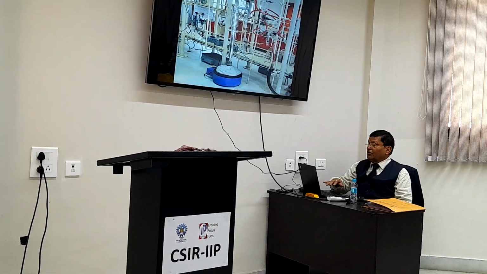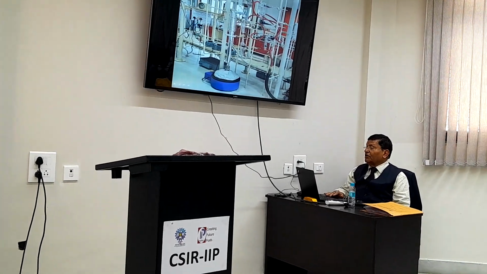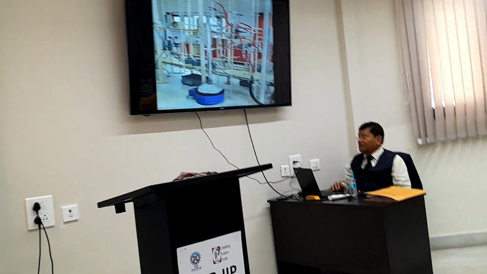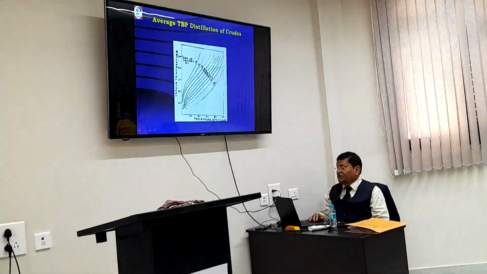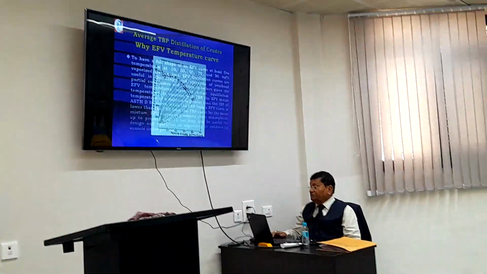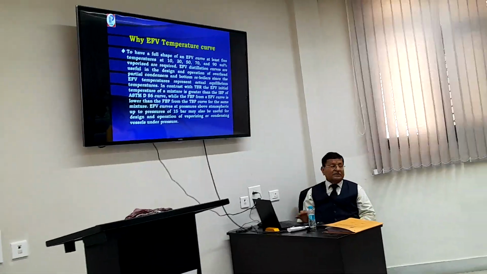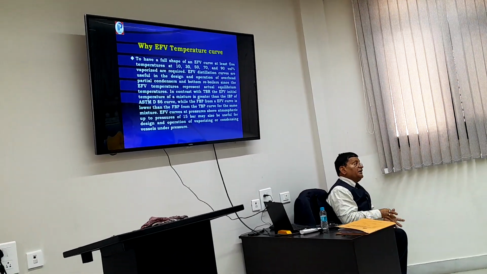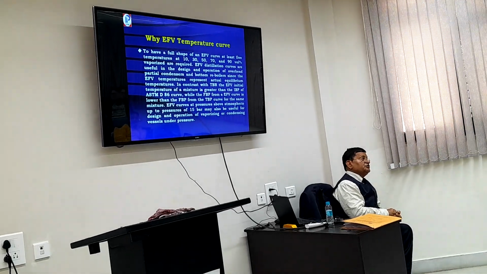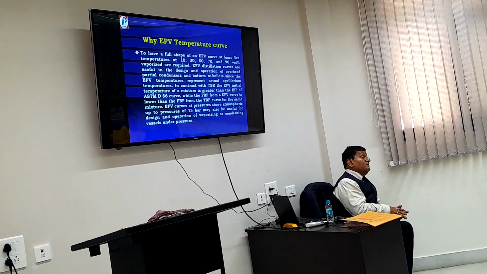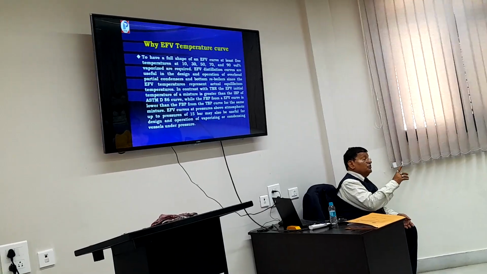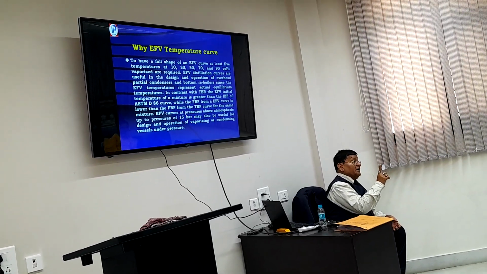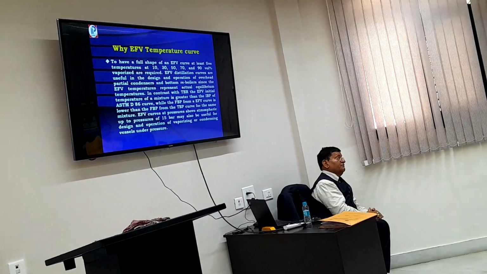Now this is the column. So this column, this is the condenser, then this is the receiver, and here is the intermediary where you are taking the sample. Now EFV temperature. This is the EFV temperature which is being used for designing the column. EFV means equilibrium flash vaporization. And the EFV exercise is a very exhaustive exercise. For generating one temperature data, you need 48 hours.